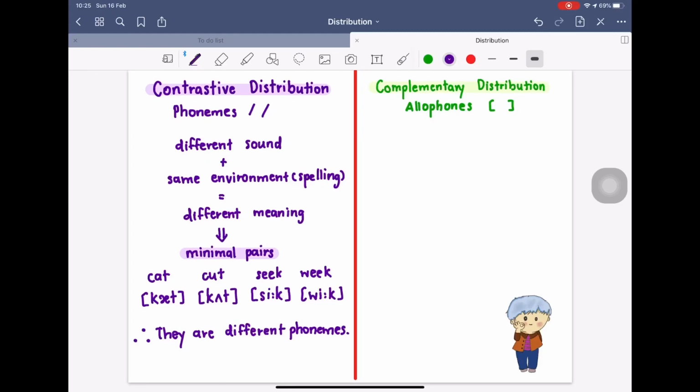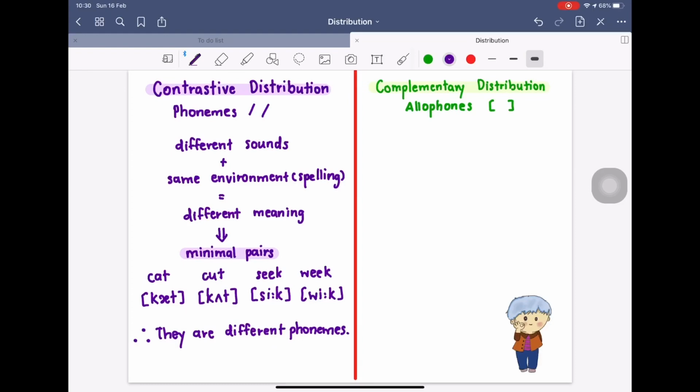On the left you can see contrastive distribution. So here we are going to talk about the phonemes. Can you still remember phonemes? Phonemes are written in slashes, and phonemes are the basic form of a sound.